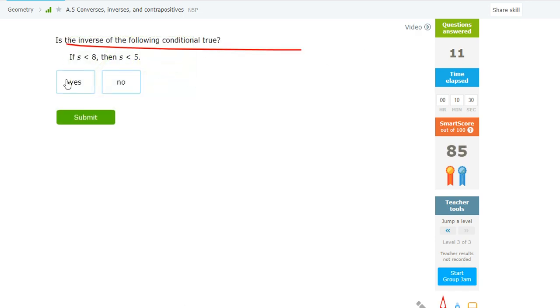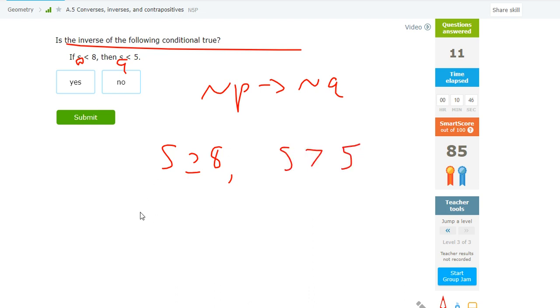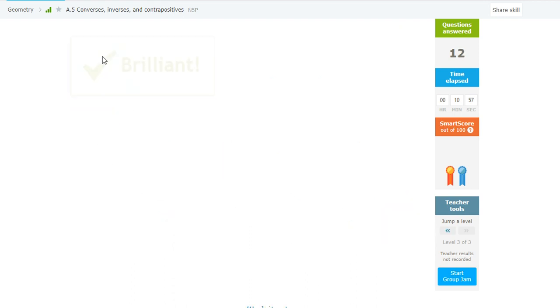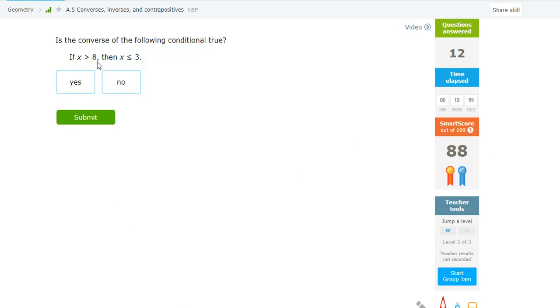Oh, inverse. This is perfect. Inverse. Is the inverse of the following conditional true? That means it's not P, not Q, and originally this is P and Q, so I'm going to say if S is greater than or equal to 8, then S is greater than 5. Let S be 8, right? Because 8 is equal to 8, is 8 greater than 5? So 8 greater than 5, that's going to hit yes. That it agrees, so I hit yes, and then I'm good. Okay? And then the converse, I'll leave that as an exercise for you to do. All right?